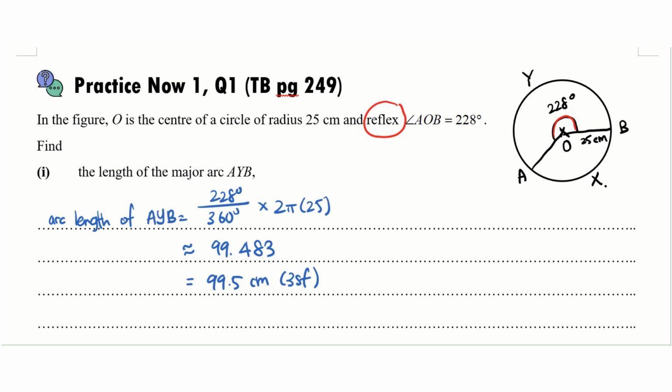In part 1, we want to find the length of the major arc AYB. The major arc AYB refers to this. So using the formula that we have covered, we will take the angle subtended between the two radii, so 228 degrees over 360 times 2 pi, the r would be the radius 25 cm. Hence our answer should be 99.5 cm in 3 significant figures.